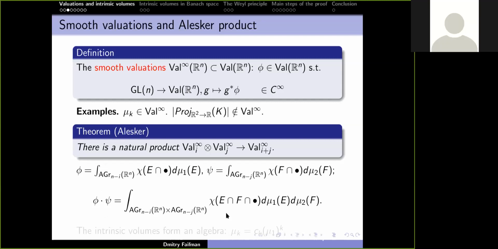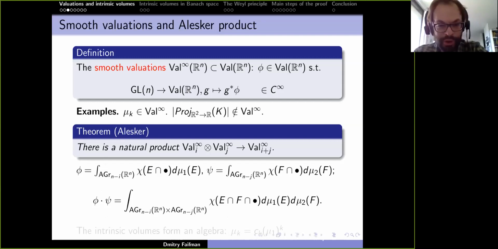Excuse me. Did I understand correctly that every smooth valuation can be written as this integral with respect to some measure mu on the affine Grassmannian? That's a very good question. That's correct for every even valuation. So of course, those valuations are all even, and yes, all even smooth valuations can be written like that. That's a highly non-trivial theorem, which is a consequence of Lesker's irreducibility theorem.